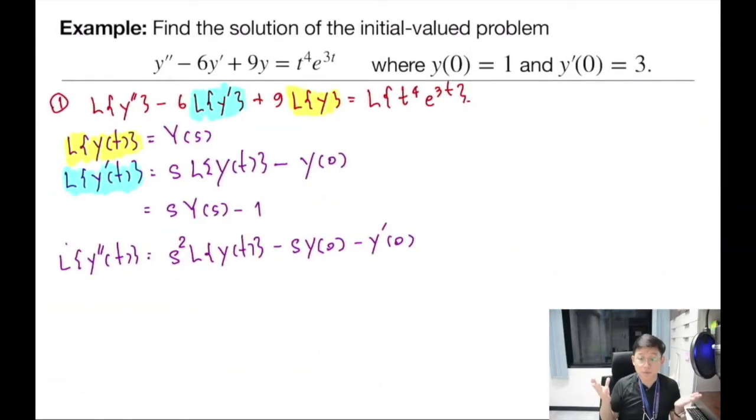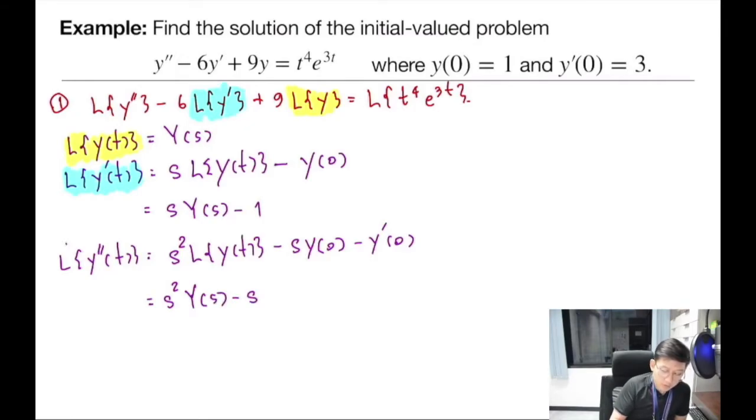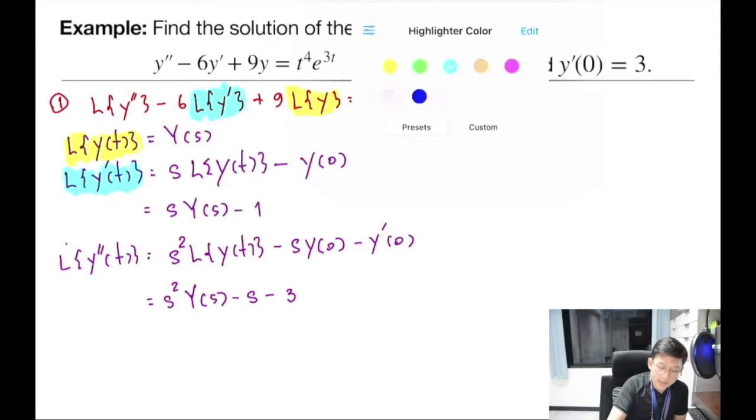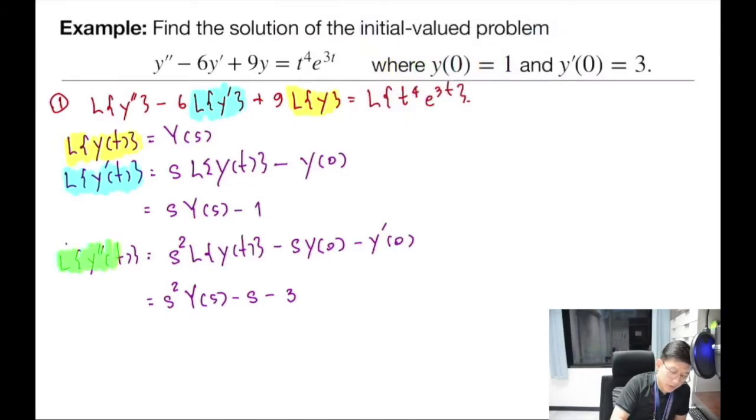But we don't have f, we have only y. So here we have s squared Y(s) minus s, right? Because y(0) is 1 and y prime(0) is 3, that's going to be minus 3. And that is this term. Then we plug the 3 terms into the equation.